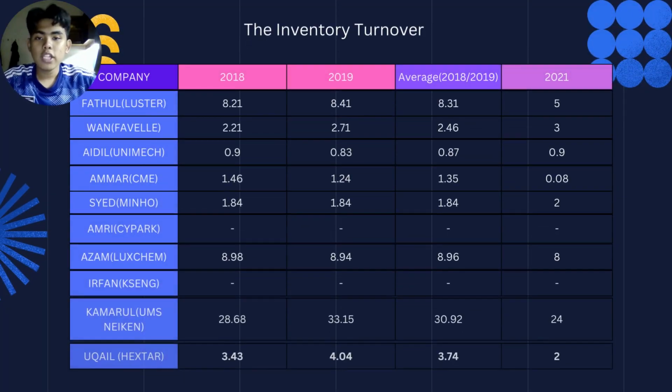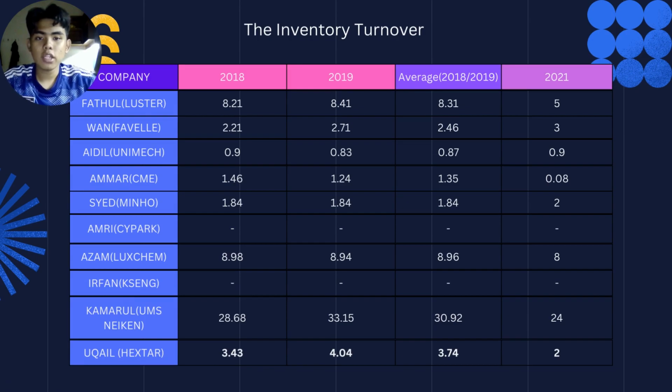The inventory turnover ratio is an efficiency ratio that shows how effectively inventory is managed by comparing cost of goods sold with average inventory for a period. In other words, it measures how many times a company sold its total average inventory in ringgit amount during the year.